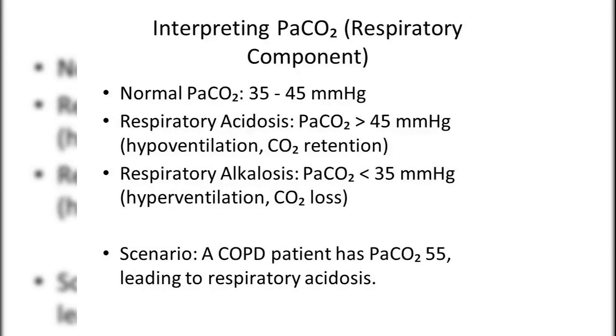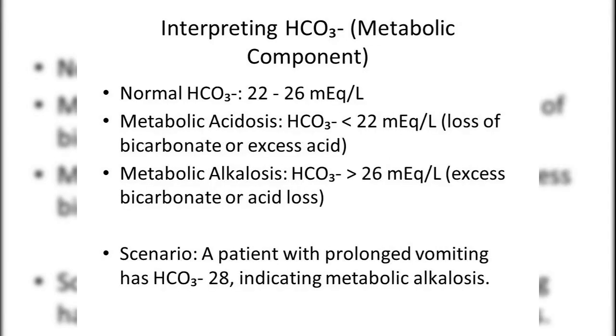PaCO₂ levels are critical for assessing respiratory function. Normal PaCO₂ ranges from 35 to 45 mm of mercury. Elevated levels indicate respiratory acidosis, while lower levels suggest respiratory alkalosis. For example, a COPD patient with a PaCO₂ of 55 is experiencing respiratory acidosis.